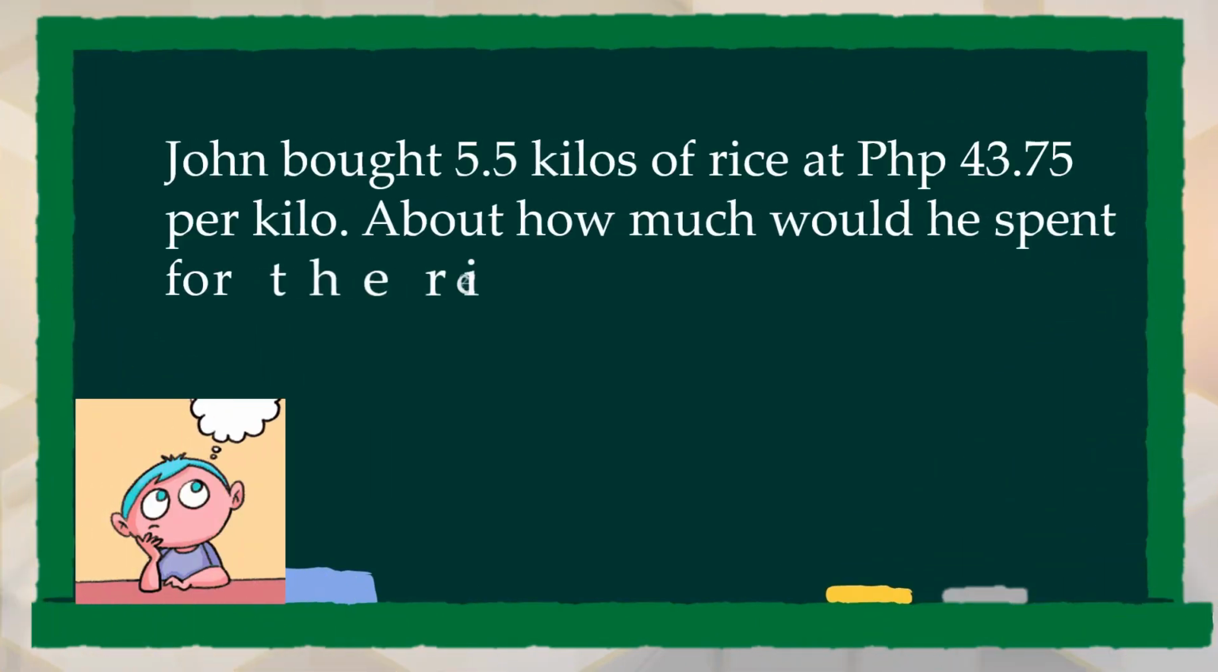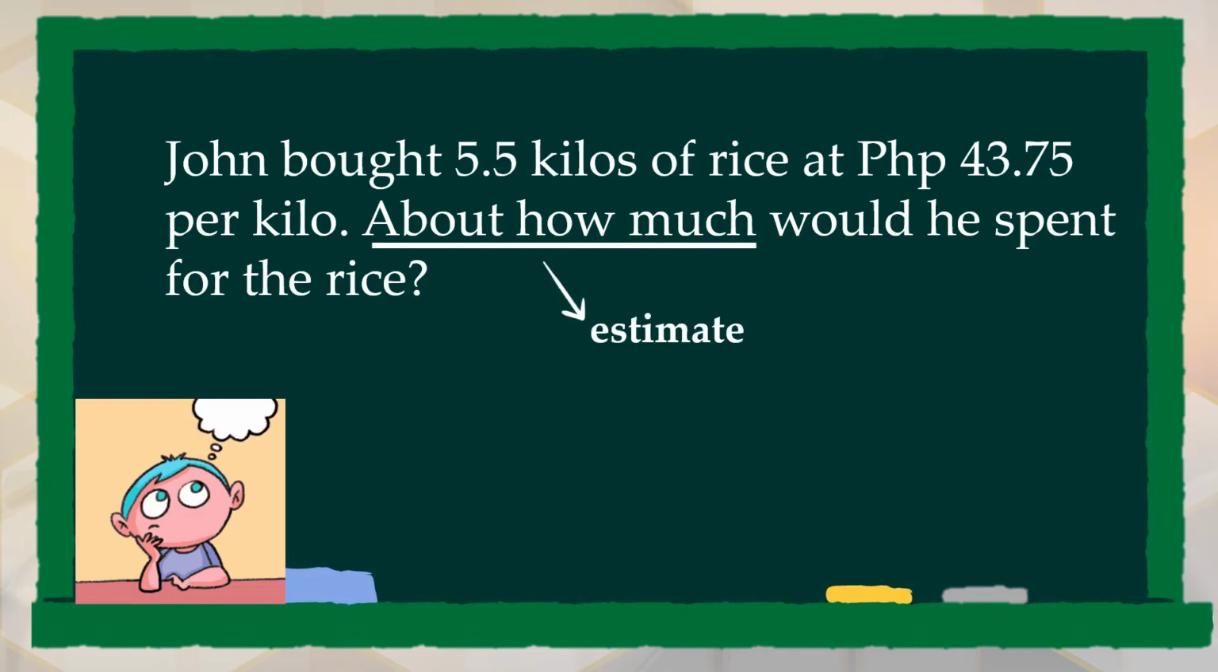Let us try to answer this problem. John bought 5.5 kilos of rice at 43 pesos and 75 centavos per kilo. About how much would he spend for the rice? About how much indicates to estimate. So, in this problem, we are going to estimate the amount of money spent by John for the rice. 5 and 5/10ths or 5.5 and 43 and 75/100ths or 43 pesos and 75 centavos are the given facts.